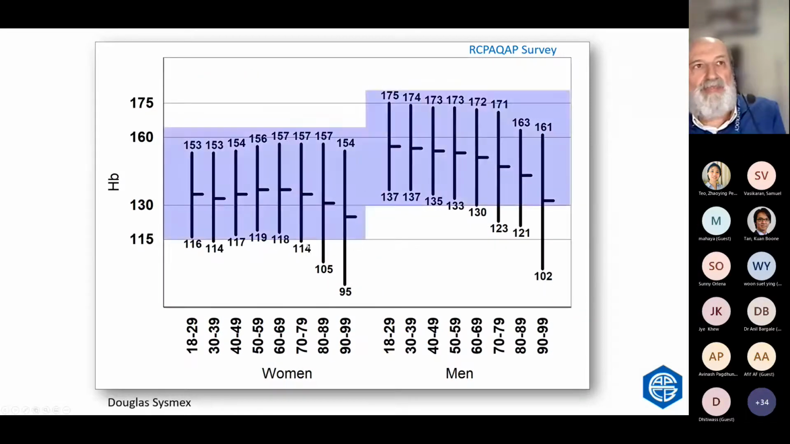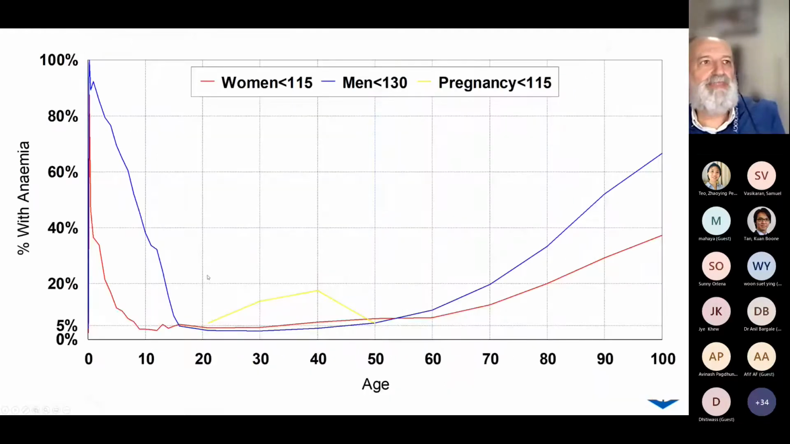regardless of which method you're using, that was from this Sysmex, because hemoglobin falls with age, the prevalence of anemia according to the single cutoff, say 115 for women, rises almost exponentially once you get over the age of 70. So if you're using a cutoff 115 for women, then 30% of women would be anemic in their 90s. If you're using a cutoff 130 for men, then 50% of men would be anemic in their 90s. So it's a bit of a challenge to know what the reference interval is in the elderly.